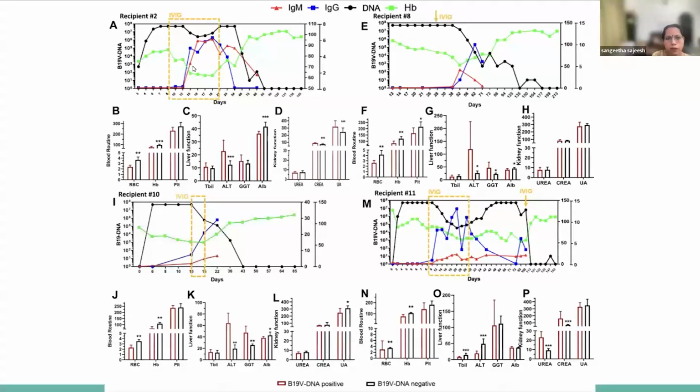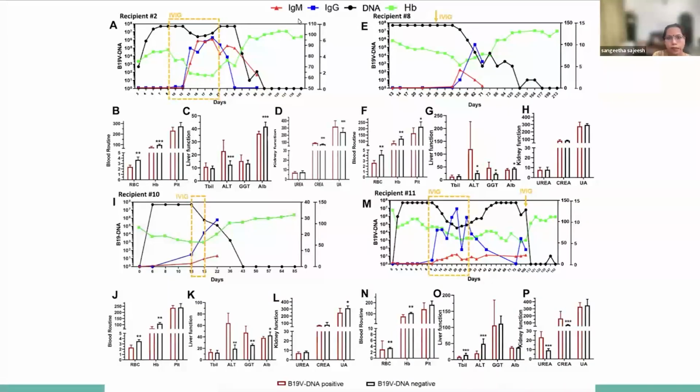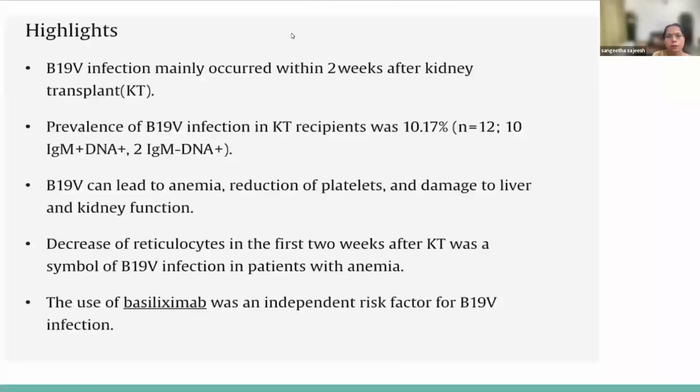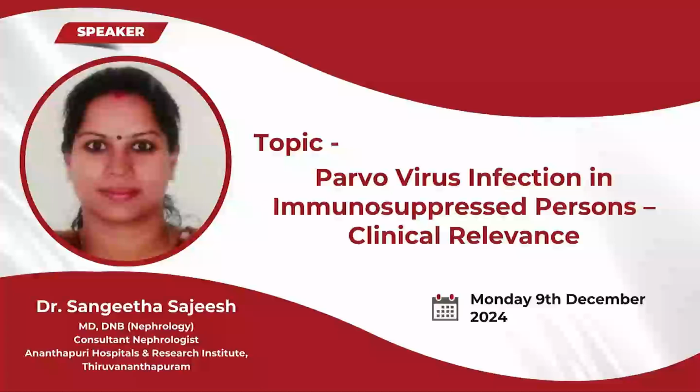And this is just to highlight the fact that it is not only a single IVIG that can cause a resolution of symptoms. You can see the red graph is the IgM, IgG is the blue one, black is the DNA, and the green is the hemoglobin level.